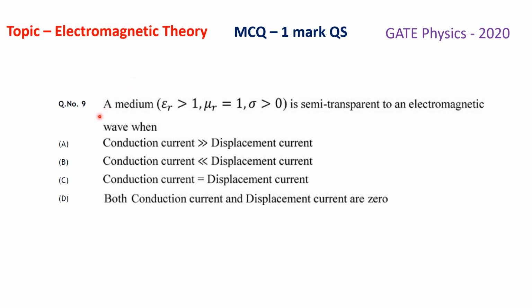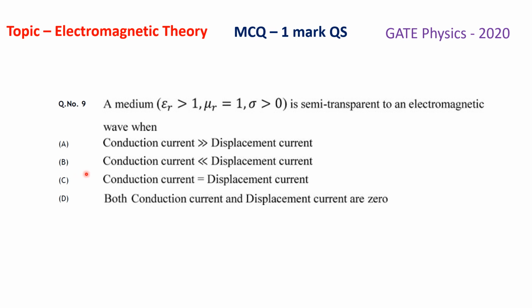The question is: a medium with relative permittivity or dielectric constant epsilon r greater than 1, relative permeability mu r equals 1, and conductivity sigma greater than 0 is semi-transparent to an electromagnetic wave when option A, conduction current is very greater than displacement current.